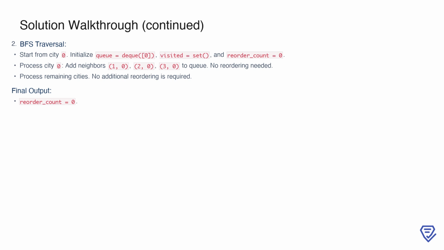As we process Cities 1, 2, and 3, we find that their only neighbor, City 0, is already visited, so no further action is necessary. The BFS traversal completes with reorder_count remaining at 0. This confirms that no changes are needed for all paths to lead to City 0. The final output is reorder_count equal to 0, concluding this example.